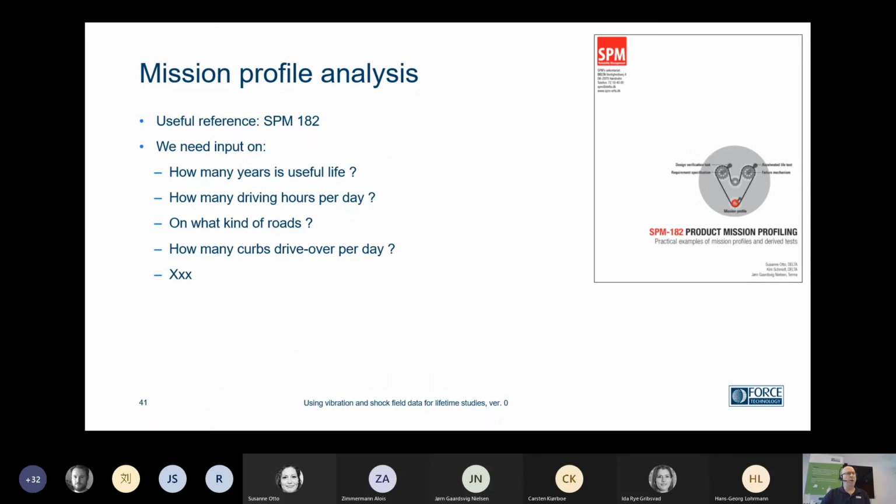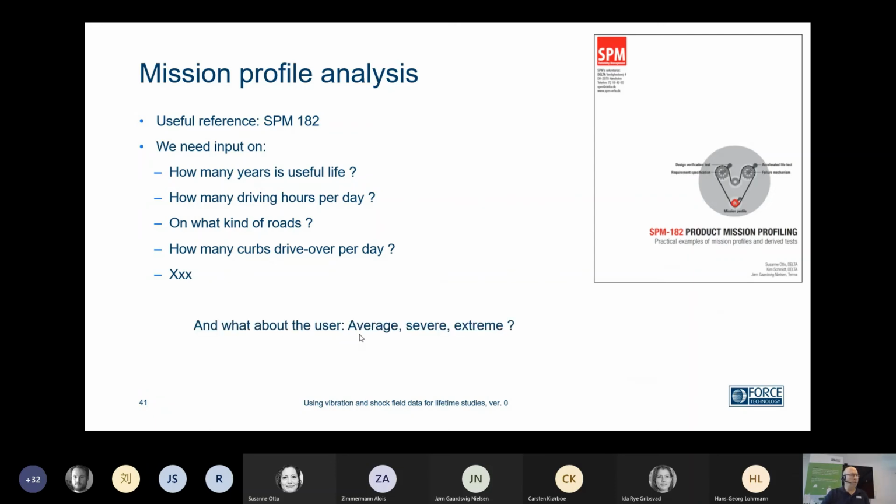But in the SPM, we had made a report with product mission profiling where we have some practical examples of how you could do this. But for instance, for the bike and the electrical car, we need to say how many years we have in useful life, how many driving hours per day, on what kind of roads, how many curbs we drive over per day, and other stuff. And what about the user?